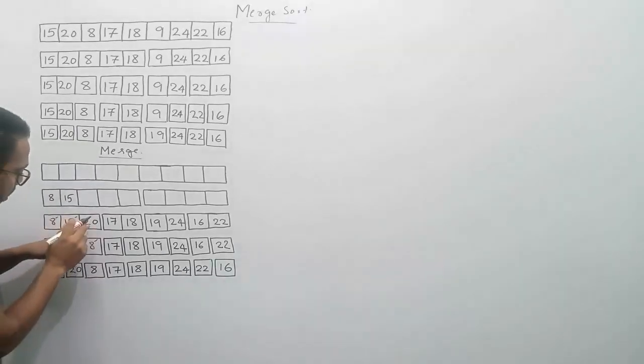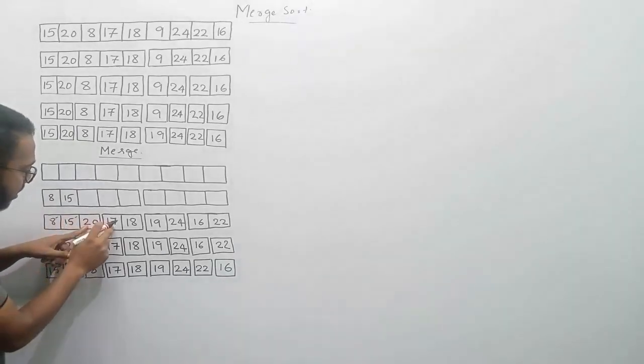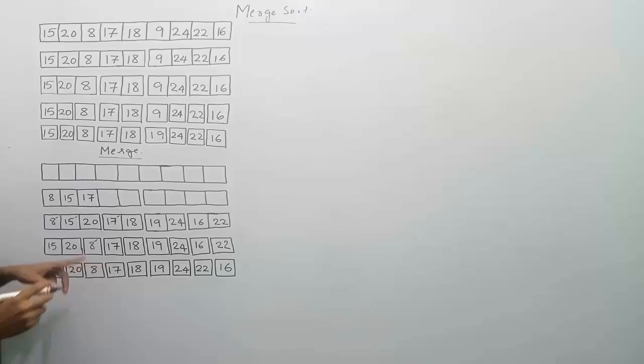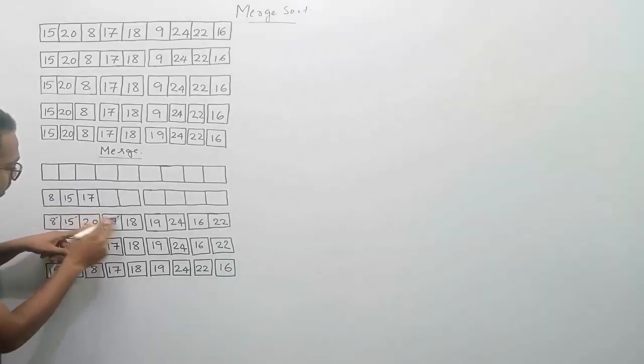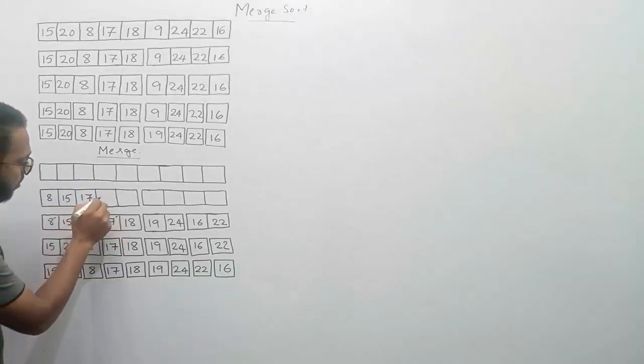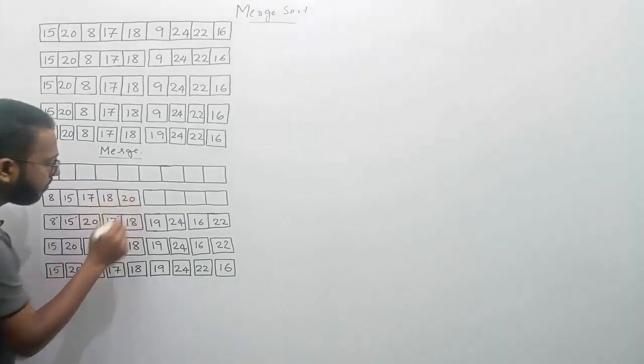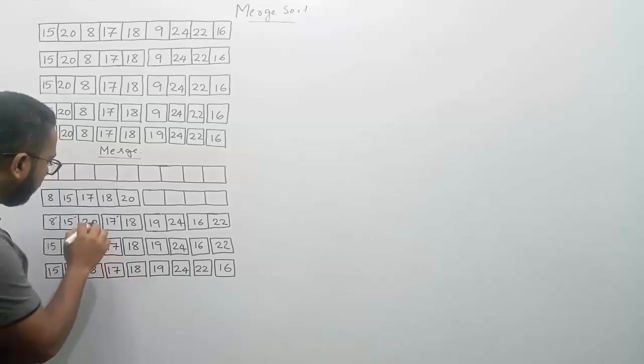Okay, now we need to compare 20 with 17. Out of these two, 17 is minimum, so we will mark this and I will bring 17 here. Now we need to compare 20 with 18. So 18 is minimum, so we will bring 18 here, and then we are left with 20, we will bring 20 here. And the same thing we need to perform here also.